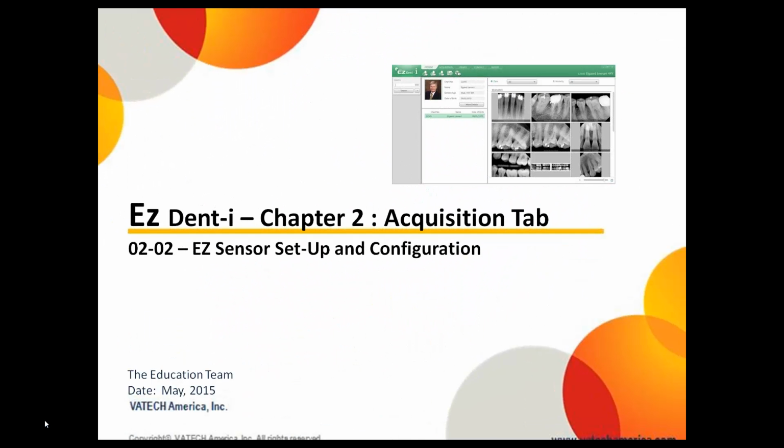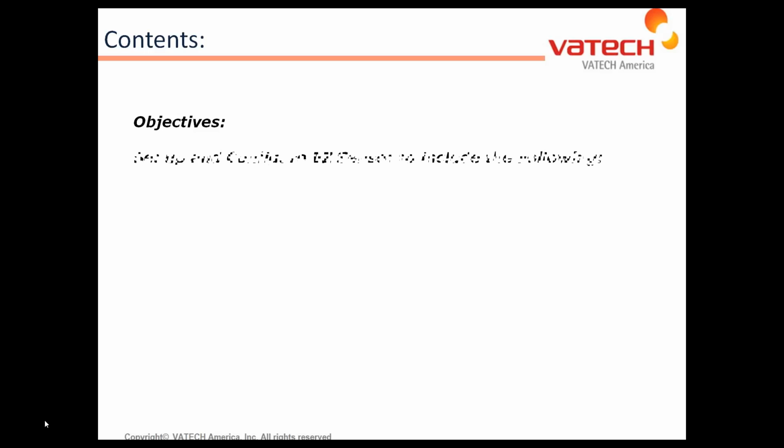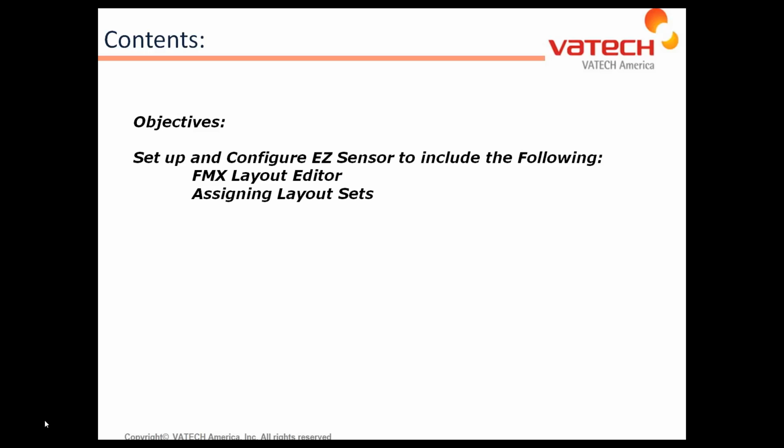EZDent-i, Chapter 2, Acquisition tab, the EZ Sensor Setup and Configuration. Objectives are: set up and configure the EZ Sensor to include the following: FMX Layout Editor, assigning layout sets, and setting capture sequence.